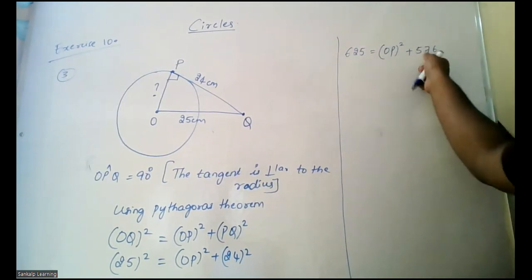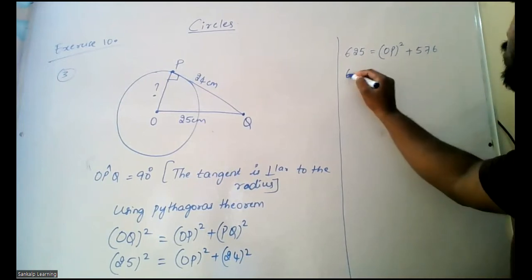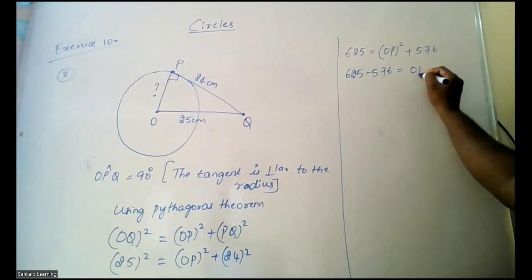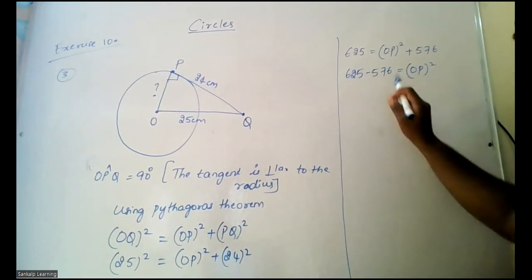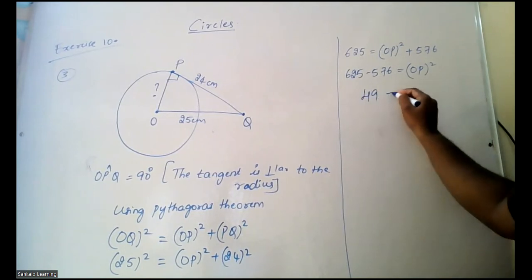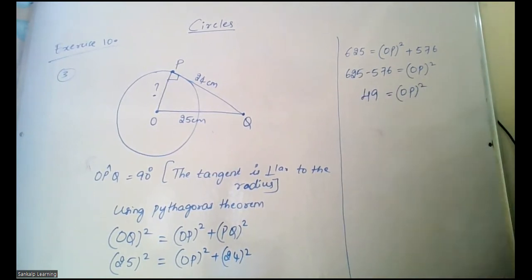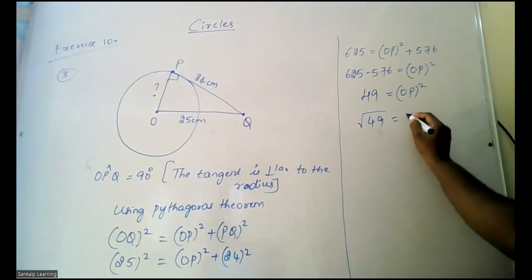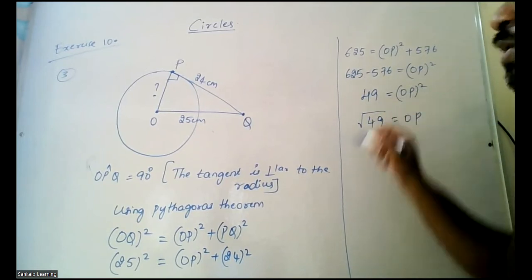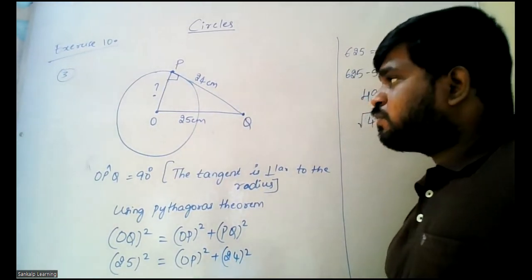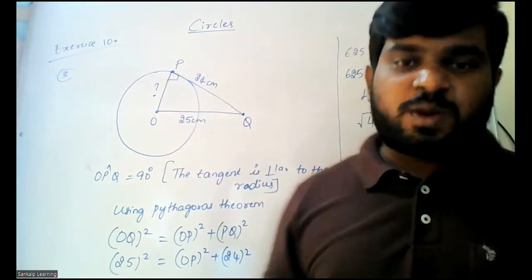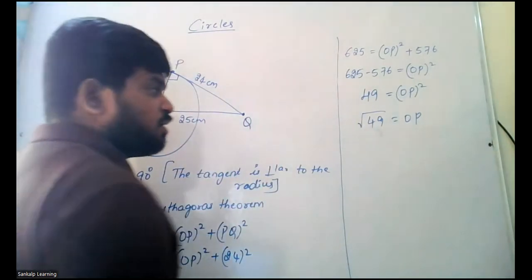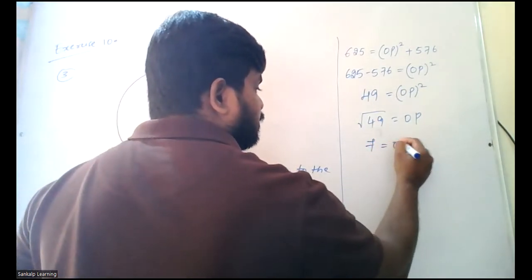This is like a compound. Put him the other side. Okay, 625 minus 576, this side will become minus 576 equal to OP square. So 625 minus 576 is 49 equals OP square. Therefore, what will OP become? Square root of 49. Isn't it? If the square goes the other side, it will become root. And remember one thing, OP is a length. That is why we are not taking plus or minus. Otherwise, in other chapters, we have to take it. So square root of 49 is 7.